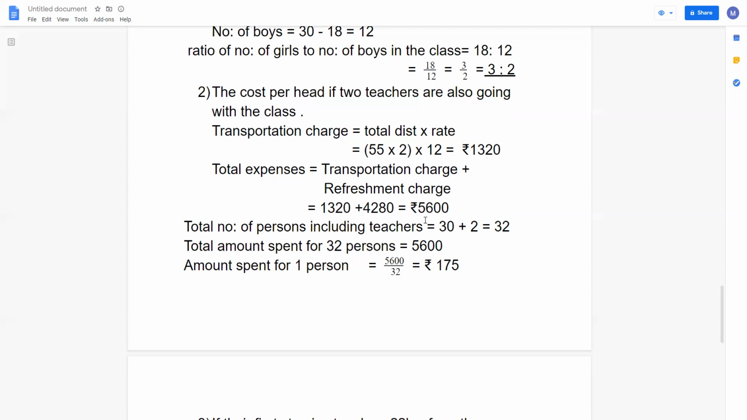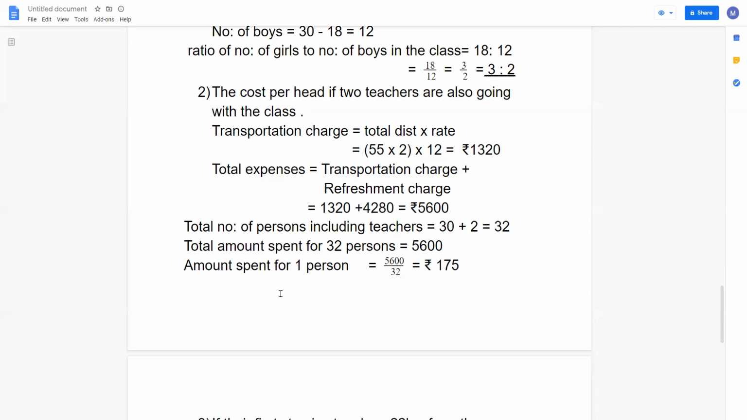Now this amount is for how many persons? 32 persons. I have written the step here. Total number of persons including teachers: 30 students plus 2 teachers, so total is 32. So this total amount of 5600 is spent for 32 persons. And how many persons went for the picnic? 30 students plus 2 teachers, that is 32. So this amount is for 32 persons.